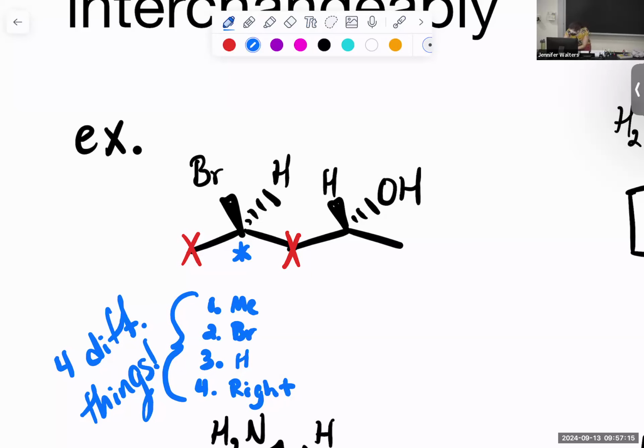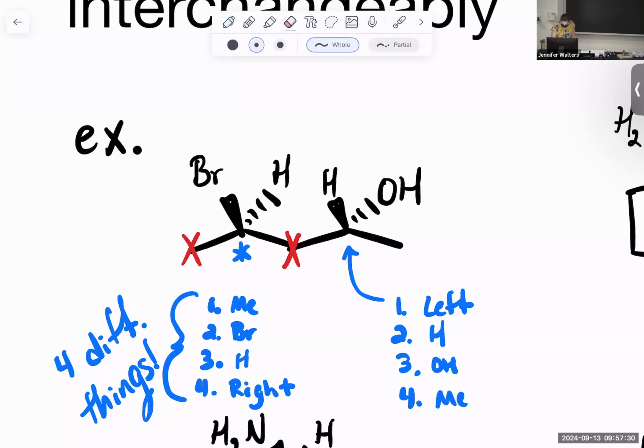The carbon over here, that gets our left side of the molecule, which is unique. The hydrogen, the alcohol, and a methyl, those are 4 different groups. That is also going to be a chiral center.